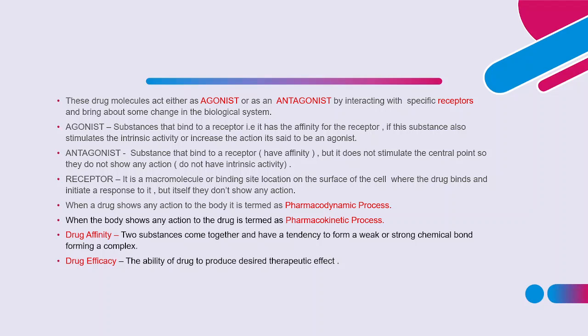Then comes efficacy. Whenever we are taking a drug, we have some intention. We want something from that drug. So whenever our desired effect is shown by the particular drug, the drug is said to be efficacious for us. The ability of the drug to produce a desired therapeutic effect is called drug efficacy.